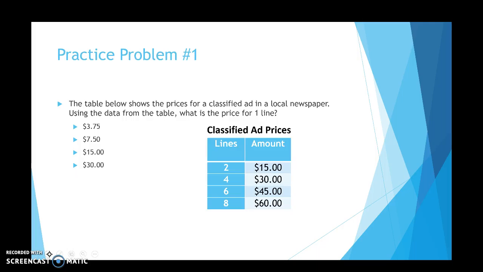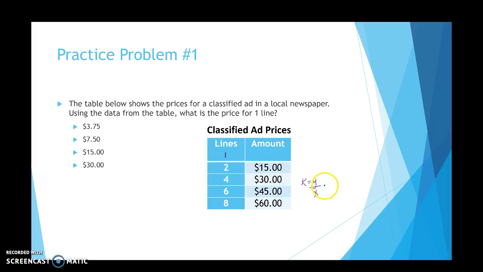So let's practice a problem finding the constant. It says the table below shows the prices for a classified ad in a local newspaper. Using the data from the table, what is the price for one line? So we want to find the price of one line, so we're finding the constant, k equals y over x. You can choose any of these to start with, and you have to make sure they all match.